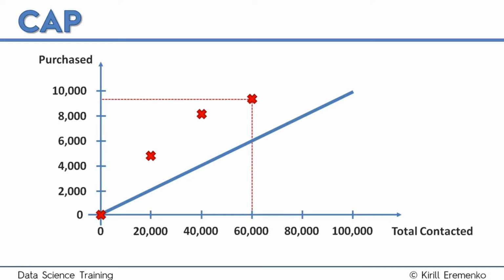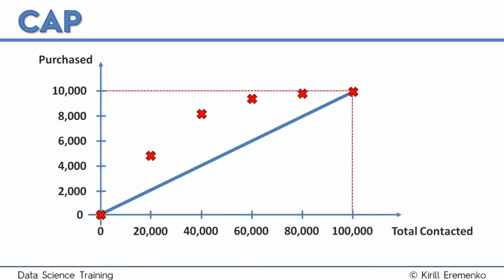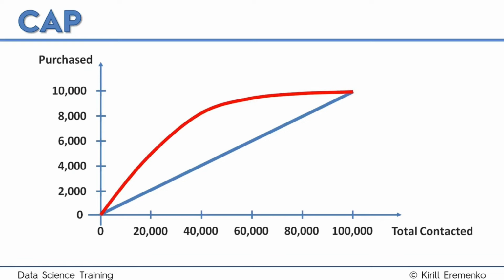So even at 60,000, we're already at 9,500 respondents or purchases. We could actually stop here. We've already pretty much contacted everybody. But if we want to contact more, if we send it out to 80,000, we're getting even closer to 10,000 responses. And if we contact 100,000, we will still be back at our 10,000 responses. So now let's draw a line through these crosses. What you see, this line here, is called the cumulative accuracy profile of your model.